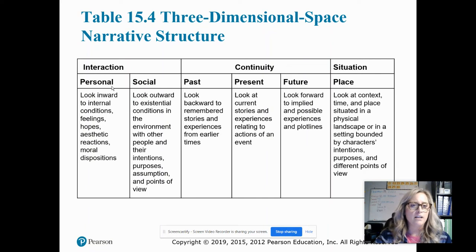Okay, so for your interaction, this is all metaphorical, and it creates a metaphorical inquiry space that defines a narrative study. So you're going to look inward to internal conditions, feelings, hopes, okay, for that person.